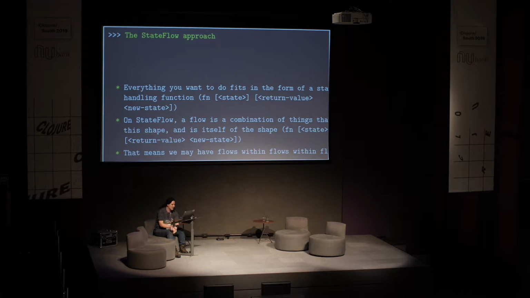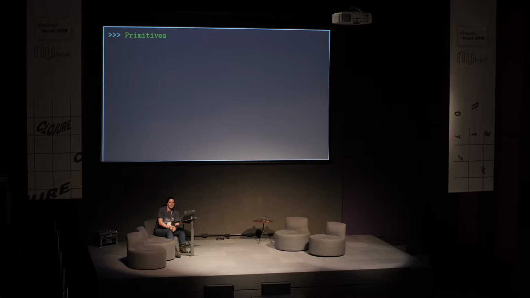So what that means is that you may have flows within flows, within flows, within flows indefinitely. But every recursion needs a base case because otherwise you can't do anything. So to build the state flows, you actually need some building blocks, some primitives that we can actually do something with. So we have just 3 primitives that we can do a lot of stuff with.